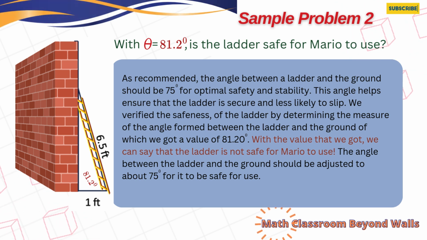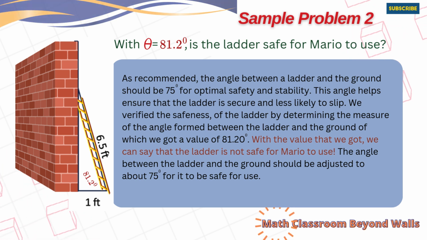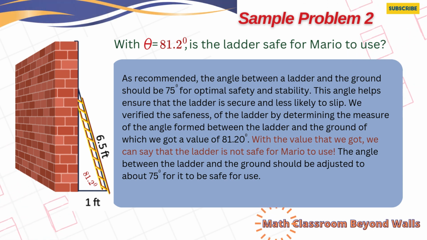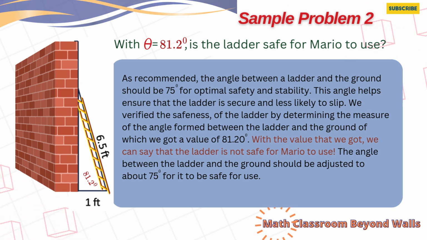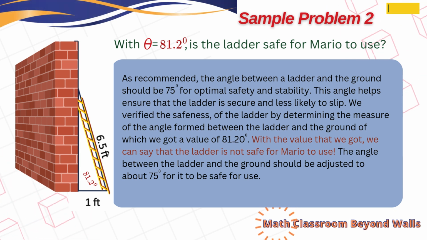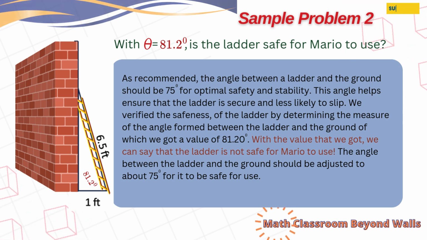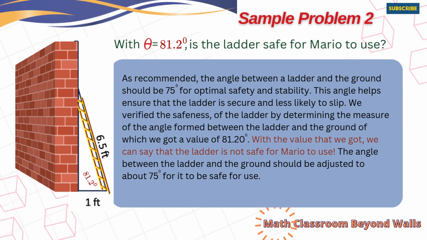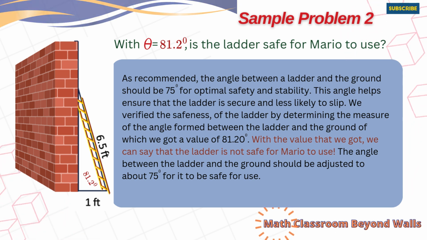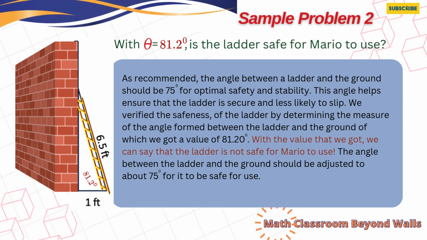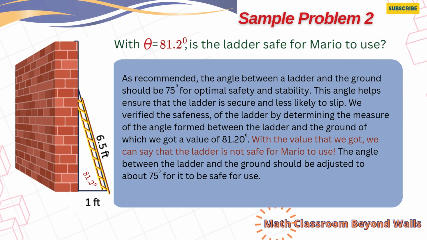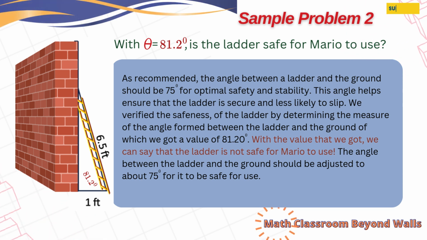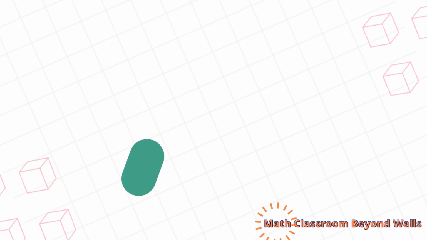We verified the safeness of the ladder by determining the measure of the angle formed between the ladder and the ground, of which we got a value of 81.2 degrees. With the value that we got, we can say that the ladder is not safe for Mario to use. The angle between the ladder and the ground should be adjusted to about 75 degrees for it to be safe for use. There you are, learners. I hope you acquired lots of learnings in today's video.